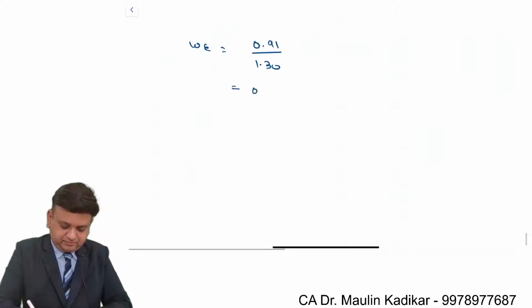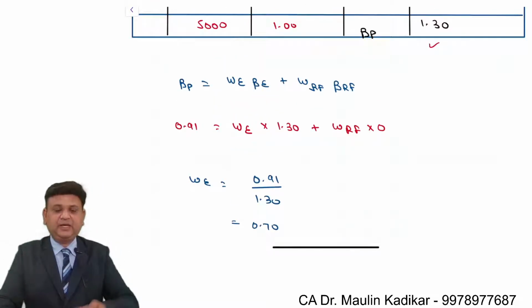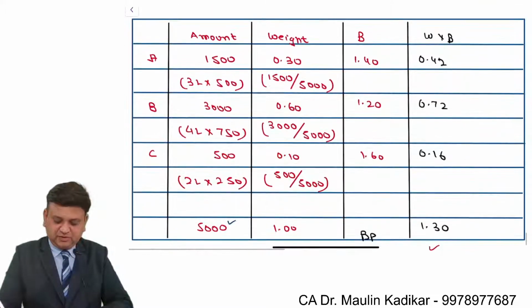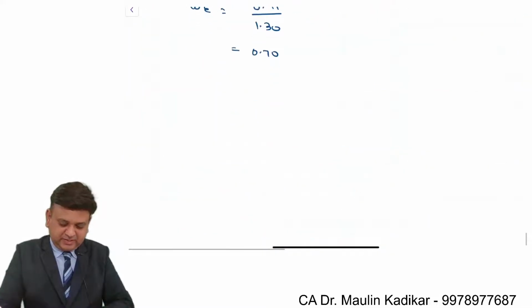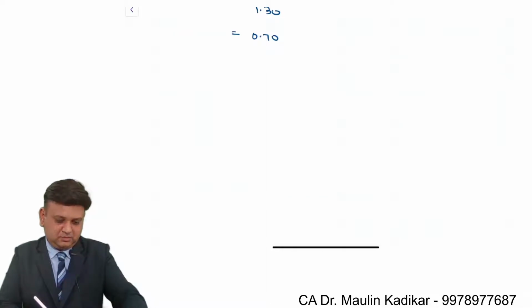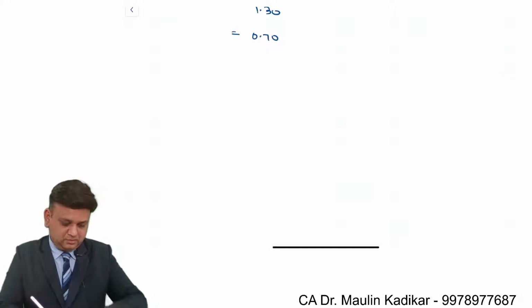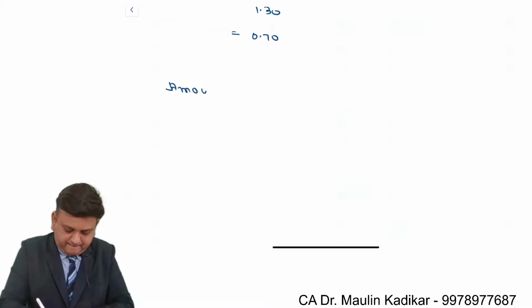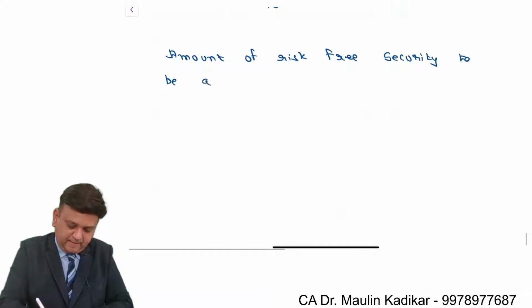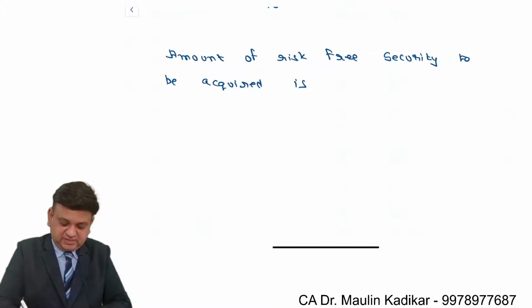That comes to 0.70. यानी हमको क्या करना पड़ेगा, एग्जिस्टिंग पोर्टफोलियो में 70% इन्वेस्टमेंट रखना पड़ेगा और बाकी का 30% हमको रिस्क फ्री में शिफ्ट करना पड़ेगा। सो वी अंडरस्टैंड इट्स द amount of risk-free security to be acquired is rupees 1500 lakhs.